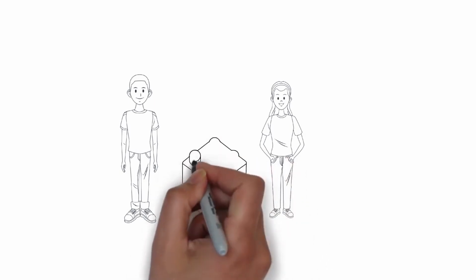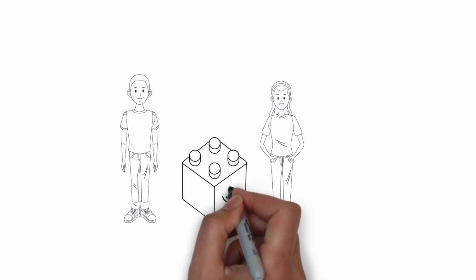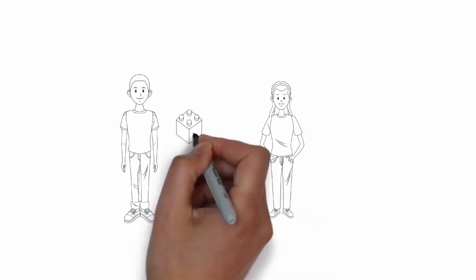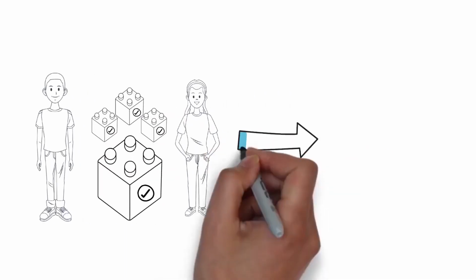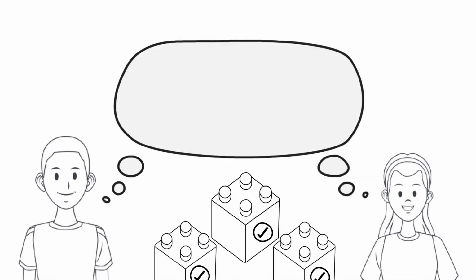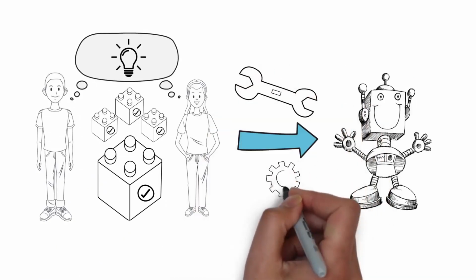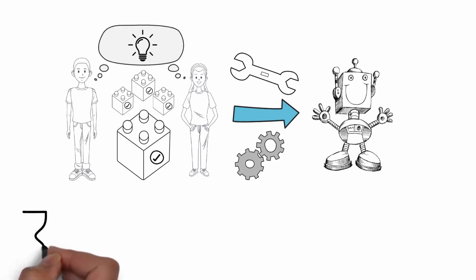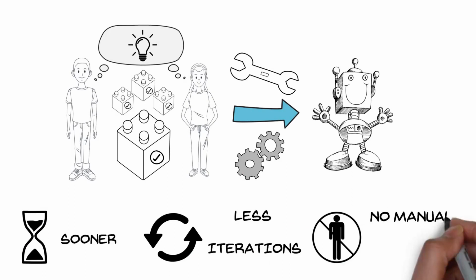Tim develops each block of functionality of the robot, which is then immediately checked by Mia. Both are now working simultaneously instead of waiting on the other to finish their task. As and when a feature is ready for use, they are put together to build the final product. They develop a common mindset and share ideas. To further speed up the process, they use several tools which can automate every stage. This means that the robot is now ready sooner, with less iterations and manual work.